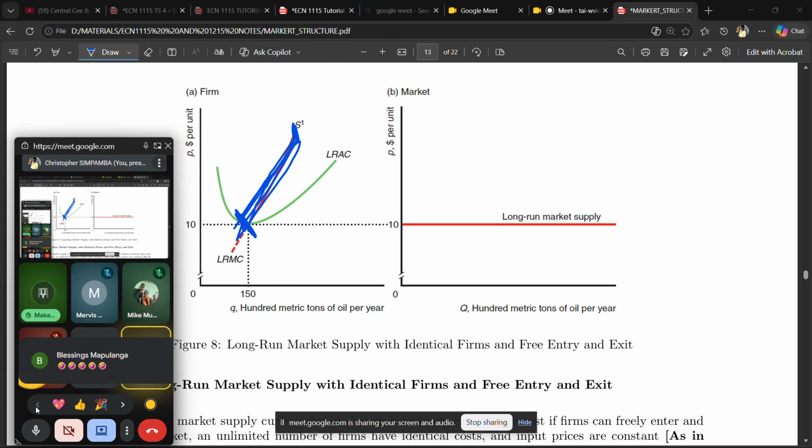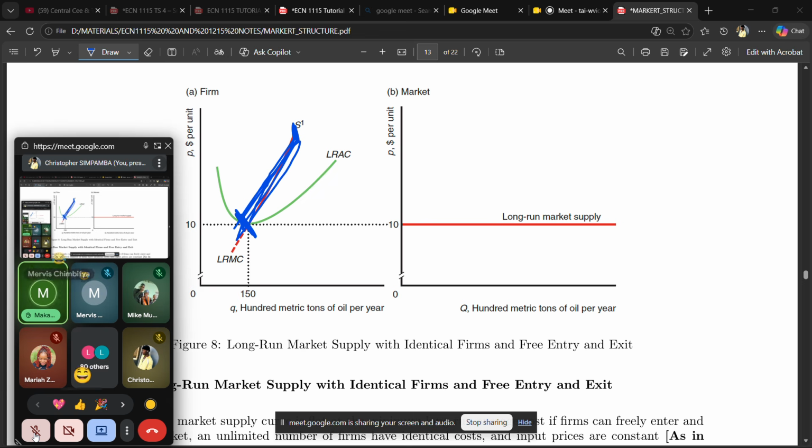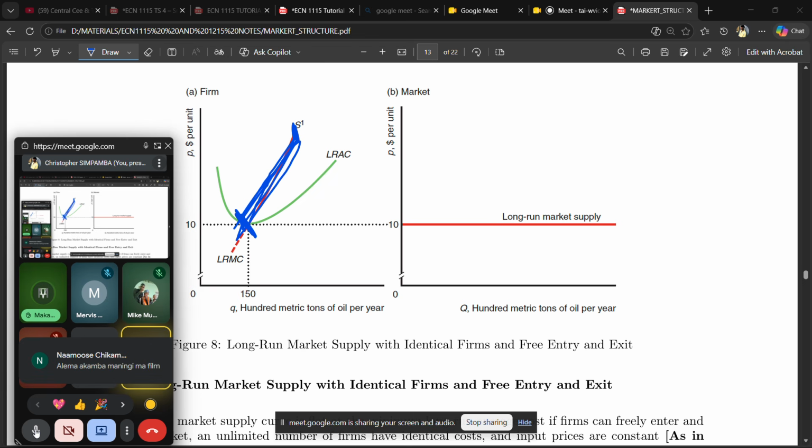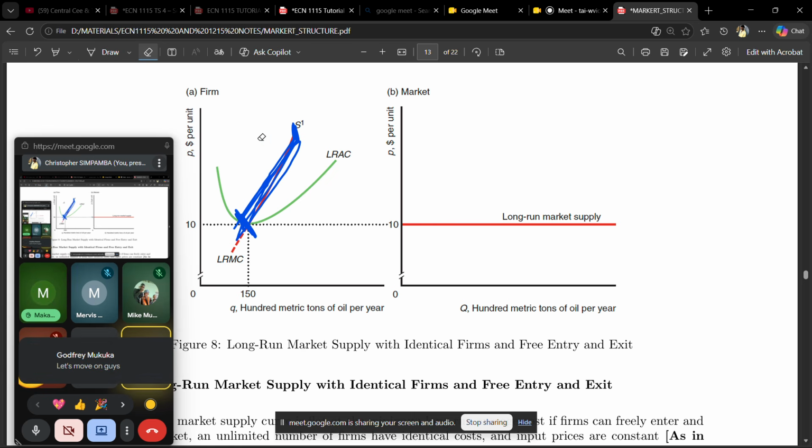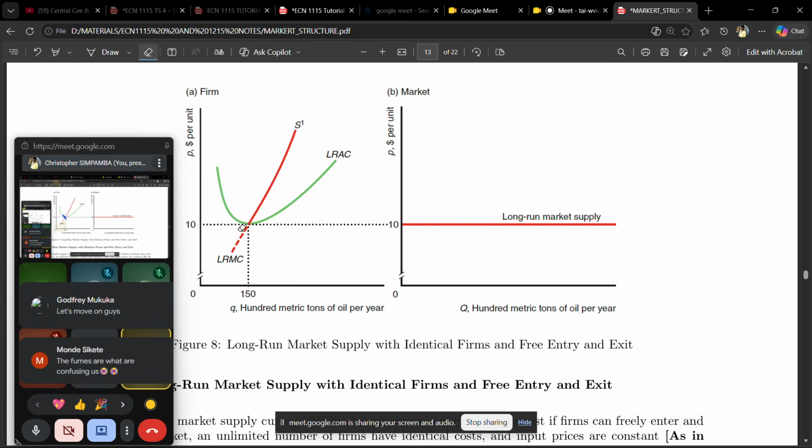Yes, Makaya, go ahead. Continue. So for the long run firm, it's marginal cost above average cost. You put the word long run to emphasize it. That's perfect. My network is breaking.